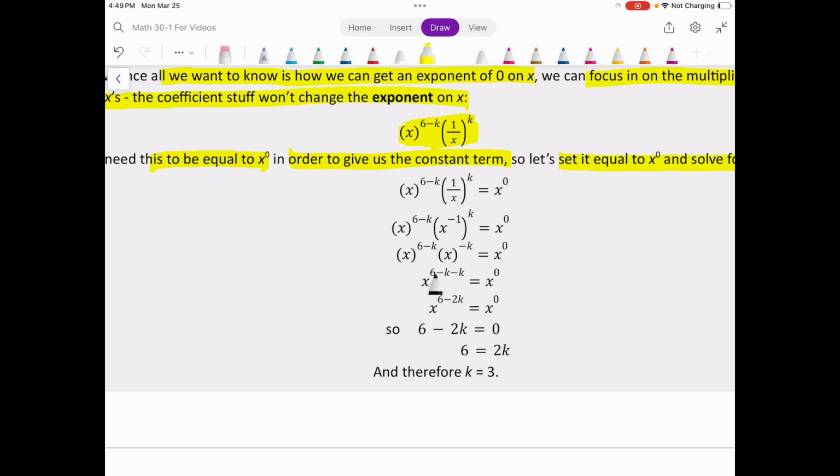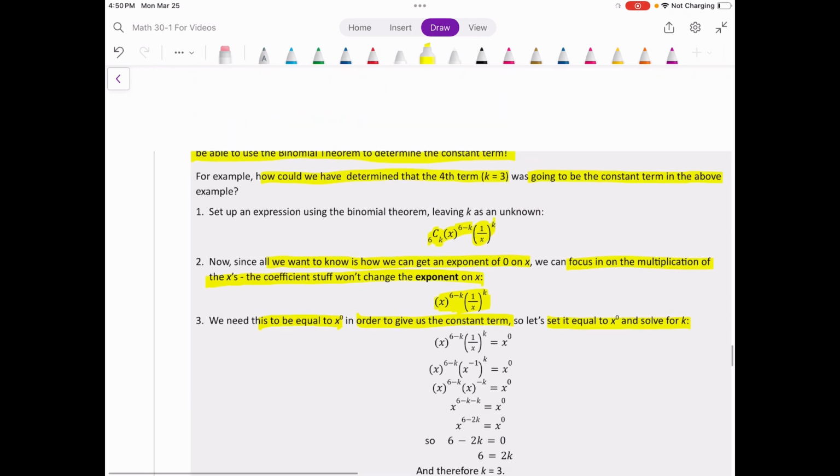So x to the power of 6 minus k needs to equal x to the power of 0 for us to get a constant term here. 6 minus k is 6 minus 2k, just combining like terms there. And look, we're just using our exponent stuff, right? X to the power of 6 minus 2k. We need that to equal x to the power of 0. Well, that's only going to be true if 6 minus 2k is 0, right? So we need 6 minus 2k to equal 0, and therefore 6 to equal 2k. Just adding 2k to both sides, and divide both sides by 2 to figure out that k would need to be 3. Hey, that's what we said, right?